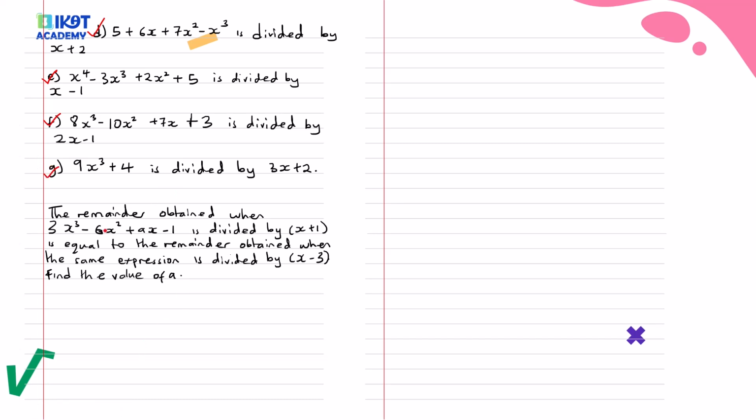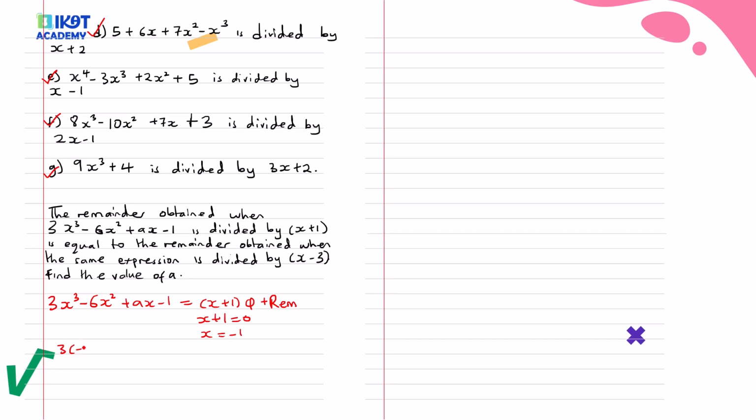Here we have the remainder obtained when this is divided by this is equal to the remainder obtained when the same expression is divided by this. So the first thing we say, this is 3x cubed minus 6x squared plus ax minus 1 is being divided by x plus 1 plus a remainder, because I said the remainder obtained. So when we divide this by this, we get a remainder which we don't know. So let's first substitute and see. So x plus 1 is 0. x is equal to negative 1. So here we've eliminated this.